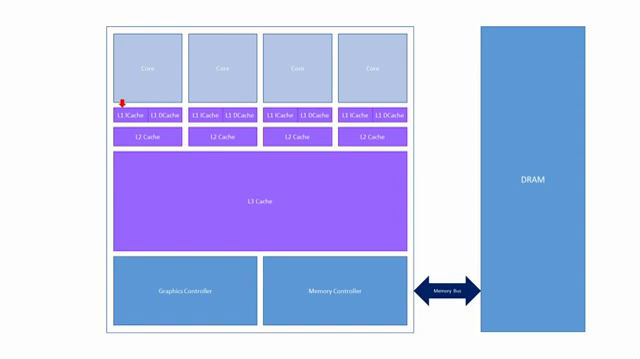In the event of a level 1 cache miss, the level 2 cache is checked. If this is successful, the instruction is copied to the level 1 cache and then into one of the CPU's registers. If there's a level 2 cache miss, the level 3 cache is checked.